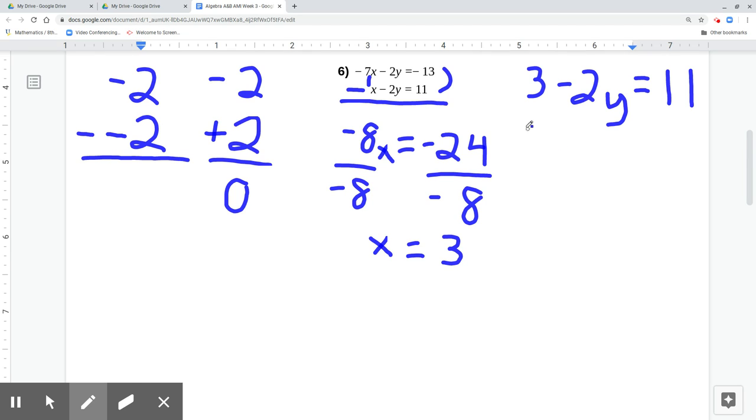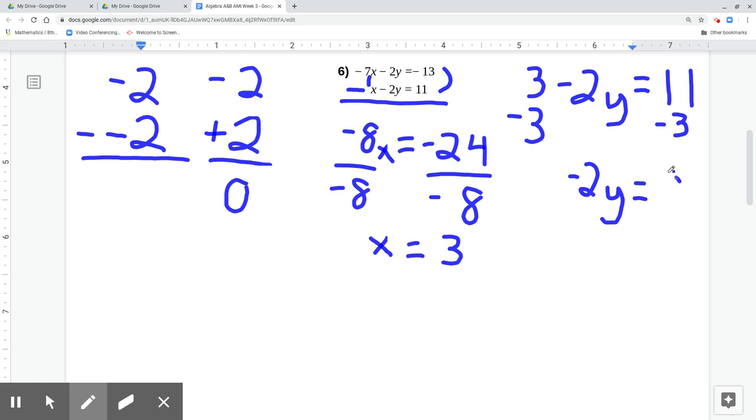Okay, hopefully you guys determined that the first step we're going to do is subtract 3 from both sides, because subtracting 3 is the inverse operation of adding 3, since this is originally positive. If I want to get rid of the number, I would use the subtraction property of equality on both sides. That's going to leave me with -2y is equal to 8.